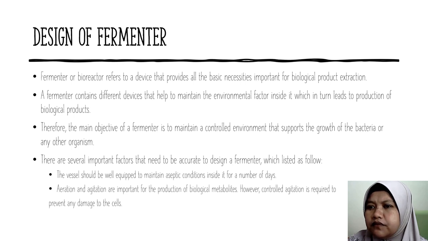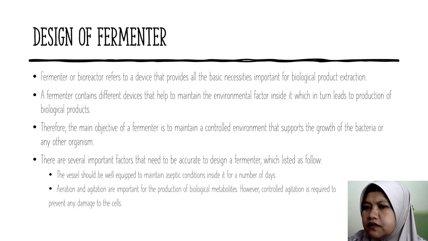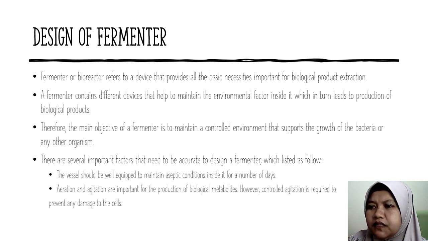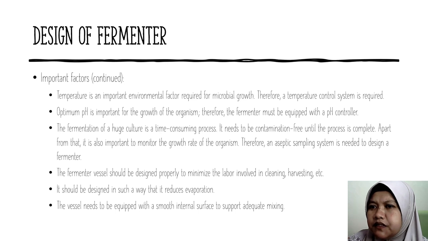Therefore, the main objective of a fermenter is to maintain a controlled environment that supports the growth of bacteria or other organisms. So there are several important factors that need to be considered to design a fermenter, which are as follows: the vessel should be well equipped to maintain aseptic conditions inside it for a number of days. Aeration and agitation are important for the production of biological metabolites. However, controlled agitation is required to prevent any damage to the cells. The important factors are listed as follows that need to be considered during the designing of the fermenter.